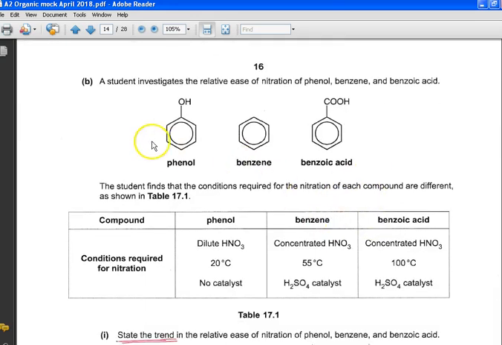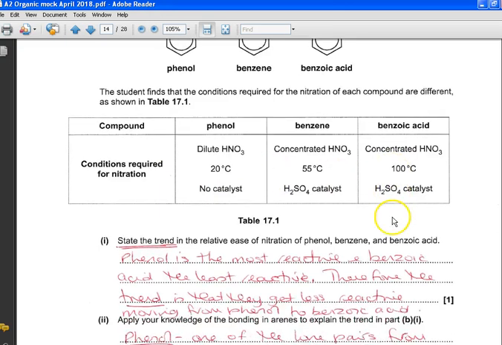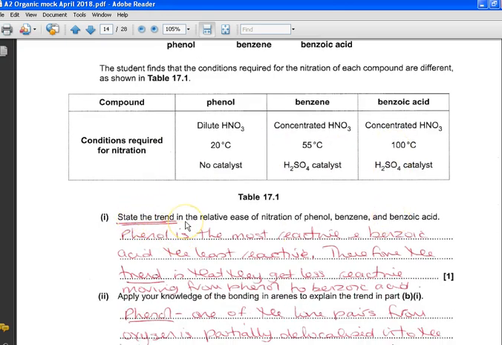Okay, so we're looking at these 3 molecules here and looking at the relative ease of nitration, and you're given some conditions. It asks for the trend, and some of you wrote loads of stuff here. It's 1 mark only, yeah? So the trend is that as you go from phenol to benzoic acid, it gets harder to nitrate. It's not asking you why, it's just asking you to state the trend, literally.